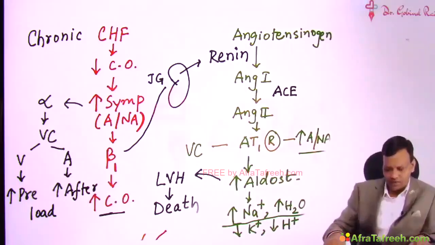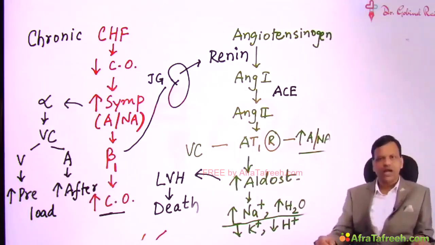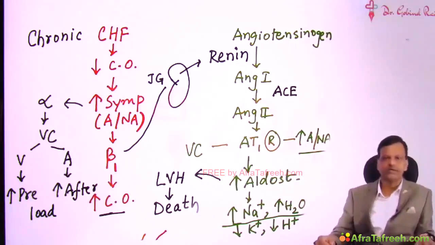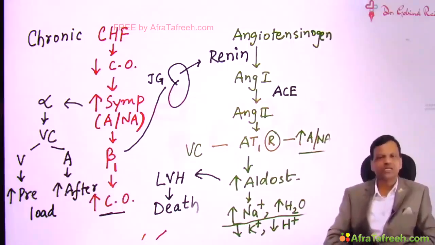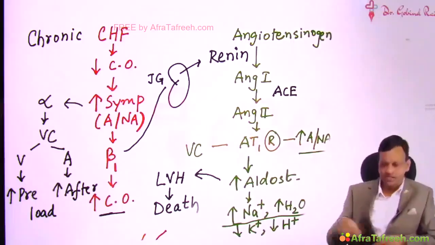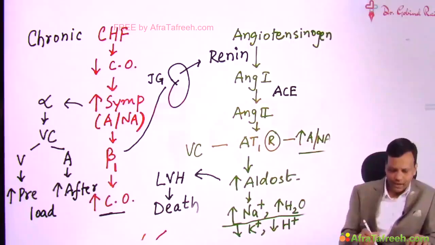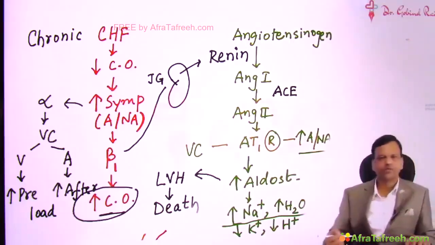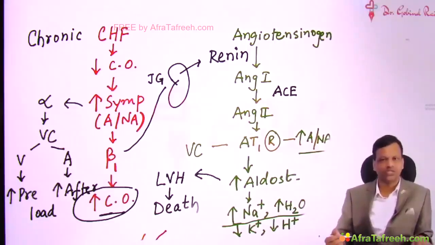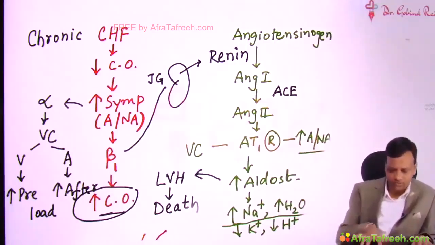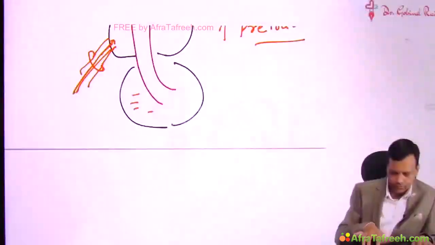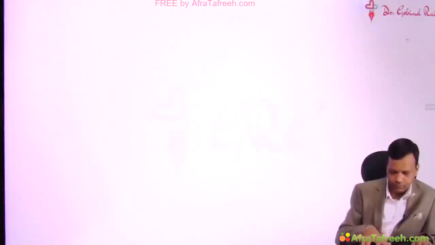So the aim of treatment in acute CHF and chronic CHF are totally different. In acute CHF, the major aim was to increase the contractility, whereas in chronic CHF, the cardiac output is already normal. So the inotropic drugs do not have a major role in chronic CHF. So what are the aims of treatment in chronic CHF?